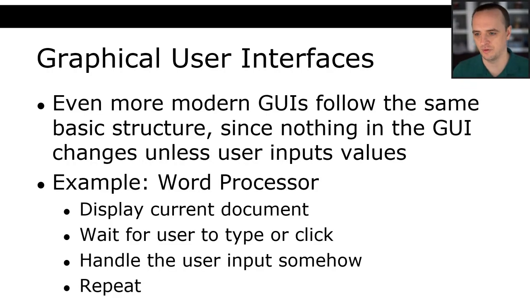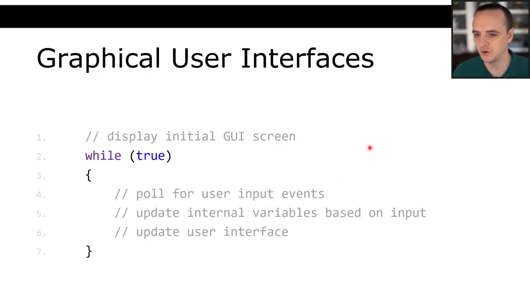So for example, we may have like a word processor. Now I understand that very modern word processors work differently than this. They're probably super multi-threaded and things going on all over the place. But let's think of a user interface like a word processor, which also worked with blocking input, right? So for example, you're displaying the current document and you're really waiting for the user to either type something or click something, and then you handle the user input somehow and then you repeat. So this would be very similar to what we just did.